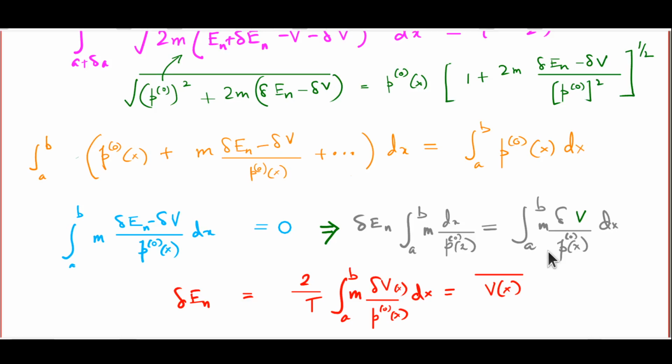So the final result that we have from the WKB method is delta En, the energy shift due to perturbation, turns out to be nothing but the time average of the perturbing potential over a classical orbit.